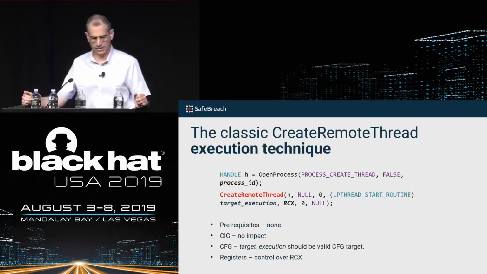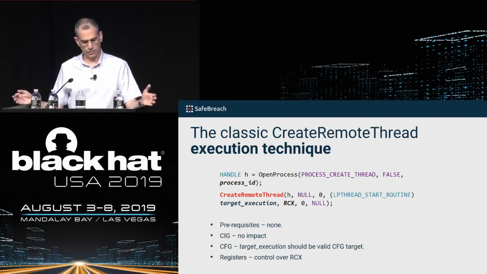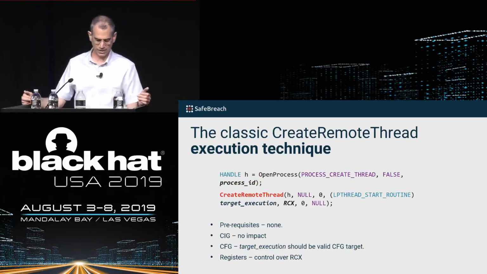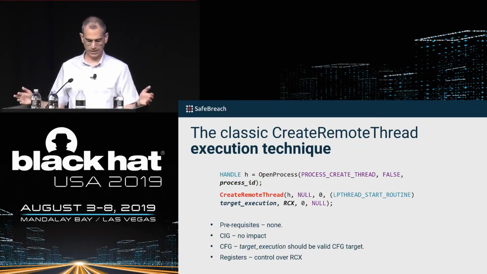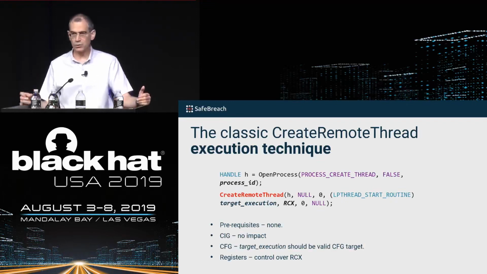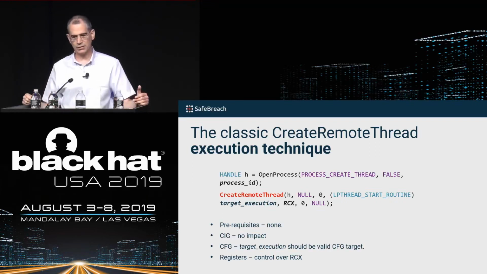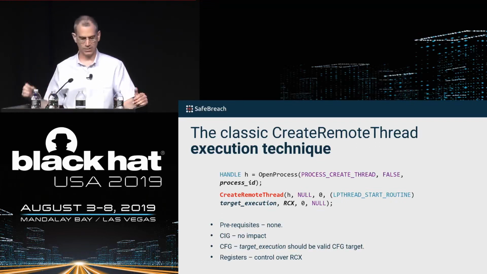And finally, there's the classic execution technique, where using CreateRemoteThread has no prerequisites, no impact for CIG. For CFG, the target execution should be a valid CFG target, meaning Windows will check at the remote process if the address is CFG valid, and if it's not, it will crash. And as for registers, we only control a single register, RCX, so whatever we invoke here has to take up to one argument.